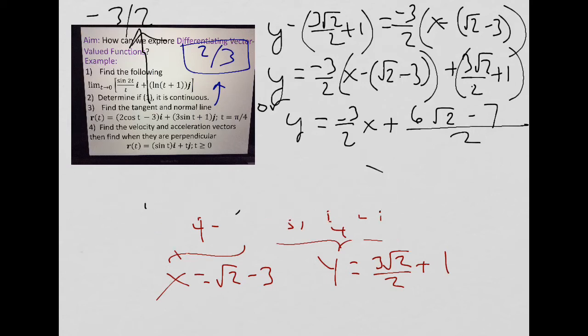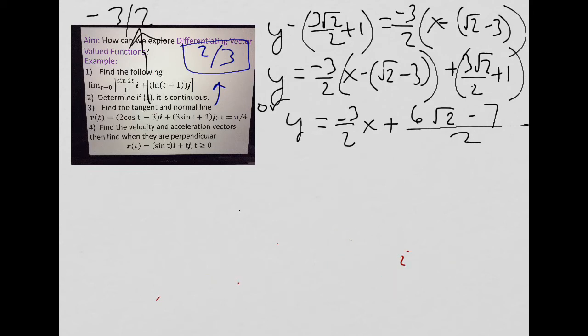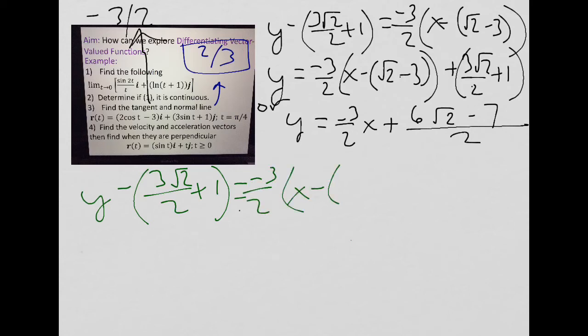Change colors too. I think I'll write the normal line in green. Okay, so same kind of setup, different slope. So I don't know why I'm writing the same slope. I got a little tired there. So the slope this time around is 2/3.